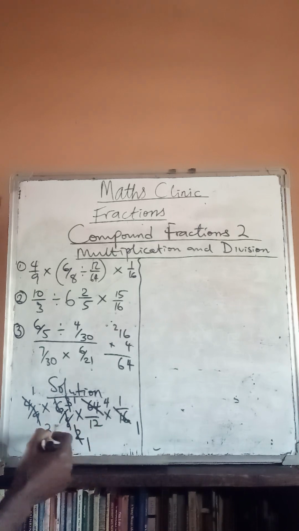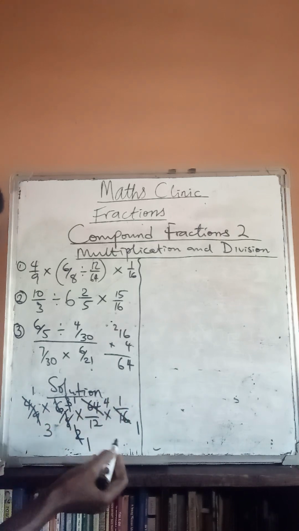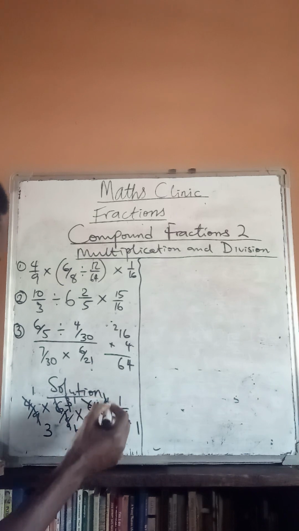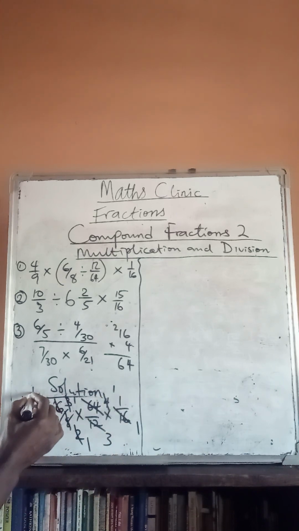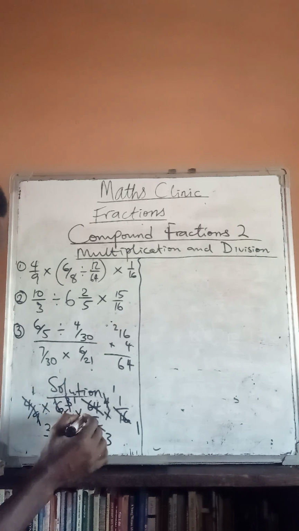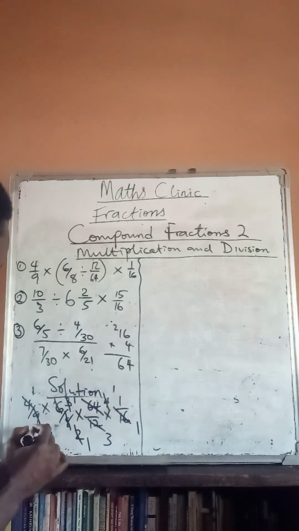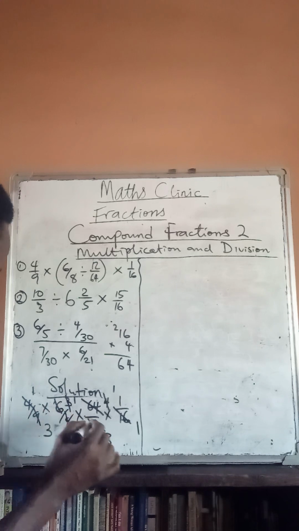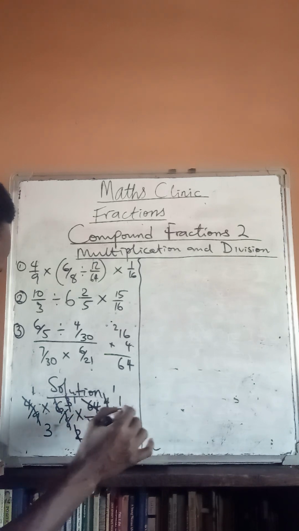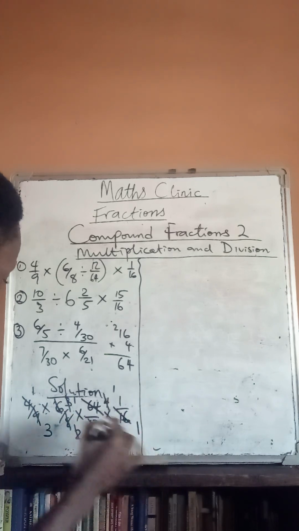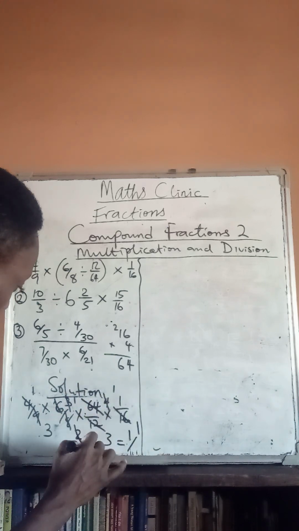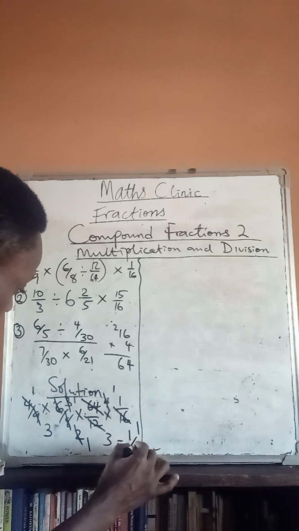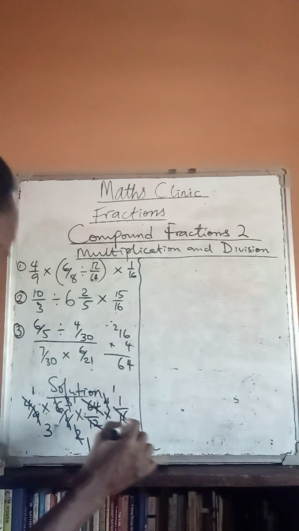So what do you have left? We have 12, 3, and 4. So what can go? 4 can divide. 4 here, 1. 4 in 12 is 3. So what do you have on the numerator side? 1 times 1 times 1. And the denominator, 3 times 1 times 3 times 1. So 1 times 1 times 1 will give you 1 all over 3 times 1 times 3 times 1, which will give you 9. So that is the final answer for that.